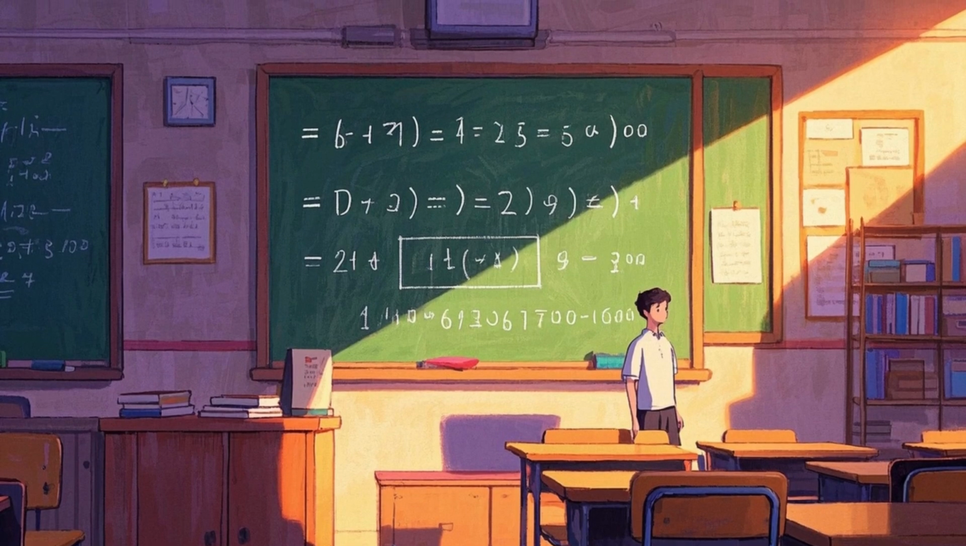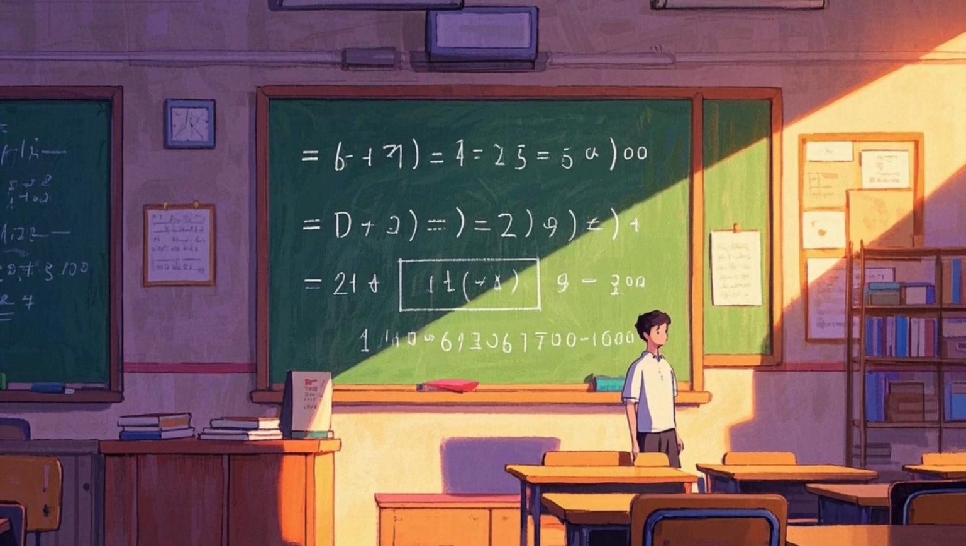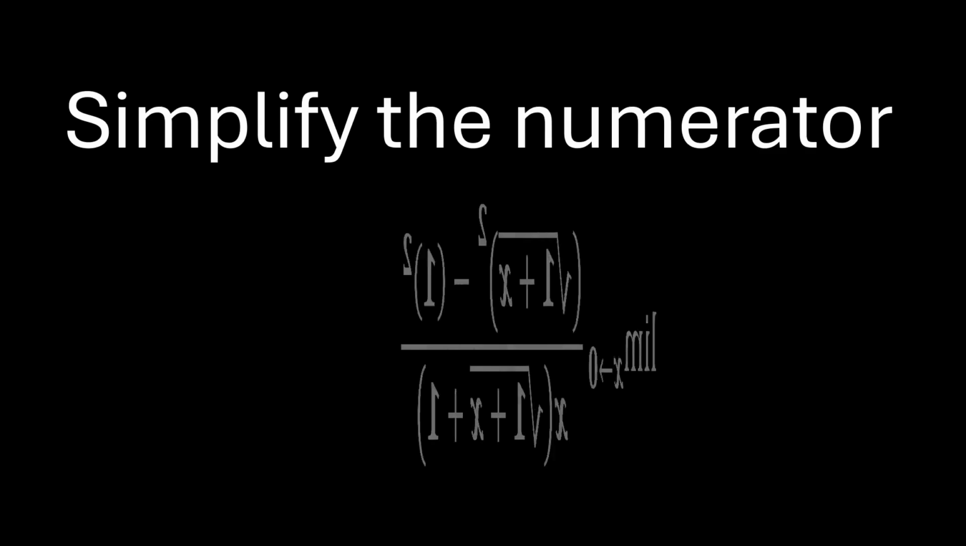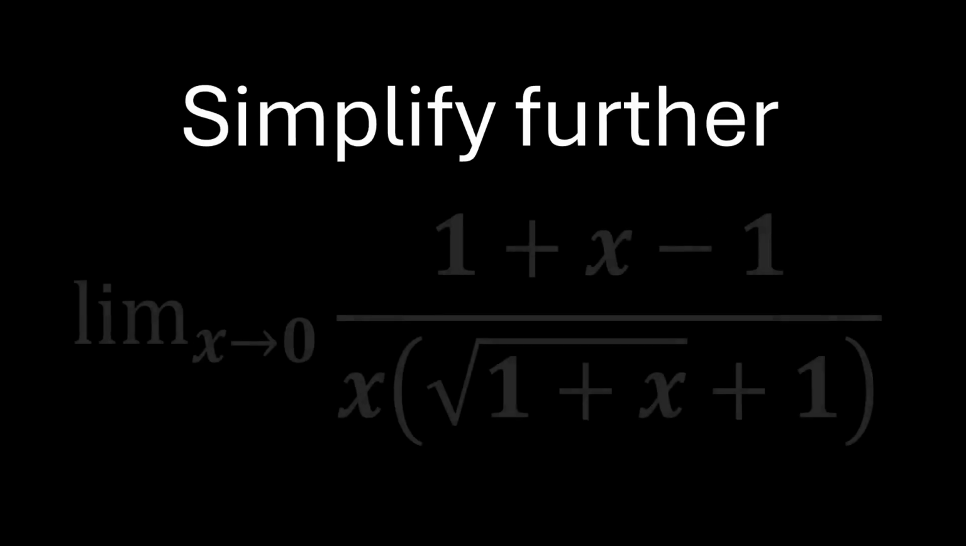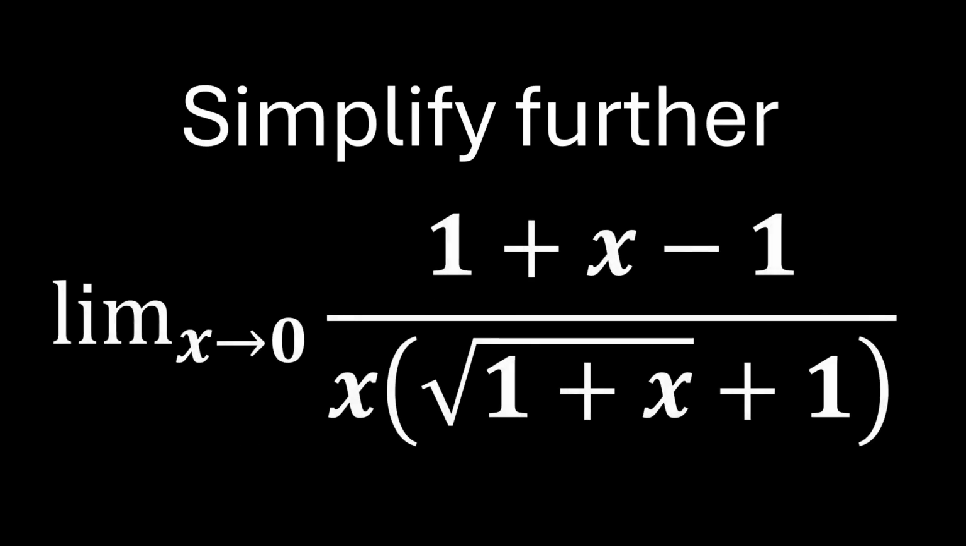Step 2. Simplify the numerator. Watch the magic happen. (Square root of (1 plus x)) squared minus 1 squared, all divided by x times (square root of (1 plus x) plus 1). Step 3. Simplify further. Remember, the square root of (1 plus x) squared is just 1 plus x. Hence, (1 plus x minus 1) all divided by x times (square root of (1 plus x) plus 1).